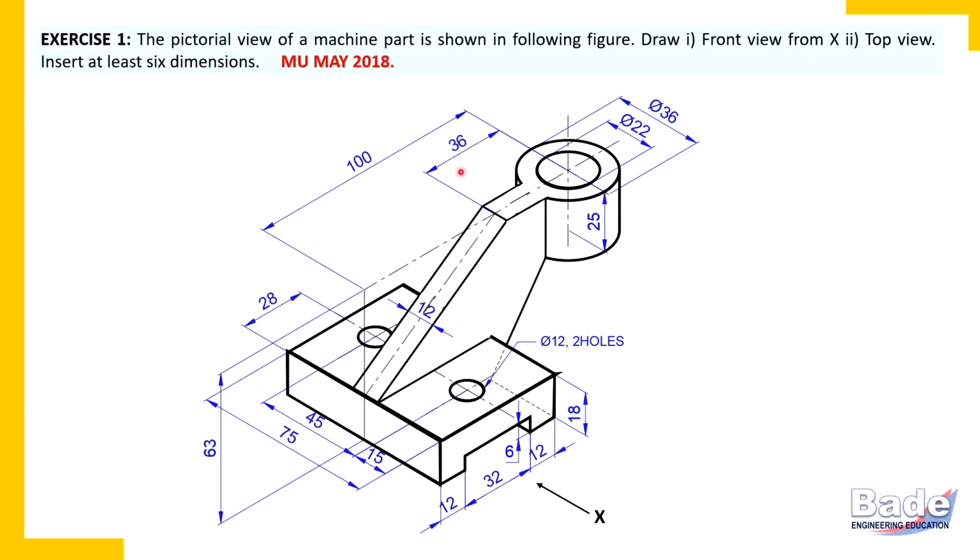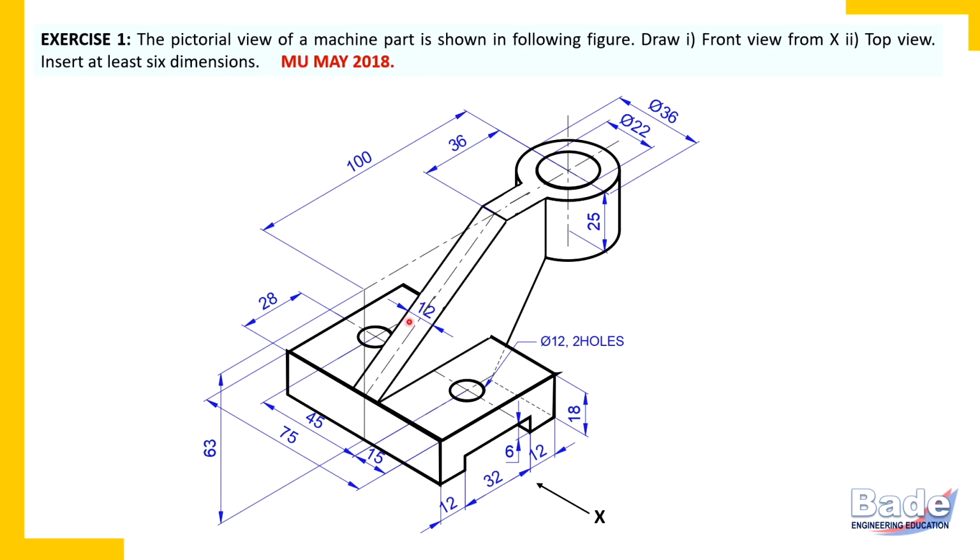Now read the problem. The pictorial view of a machine part is shown in the following figure. Pictorial view, that is three-dimensional view. Draw front view from X, that is from this direction. Top view and insert at least 6 dimensions. The question was asked in Mumbai University May 2018 exam.